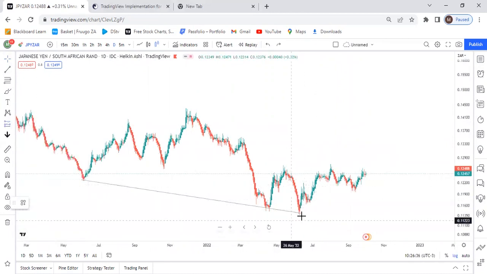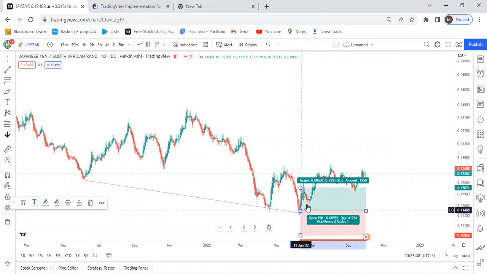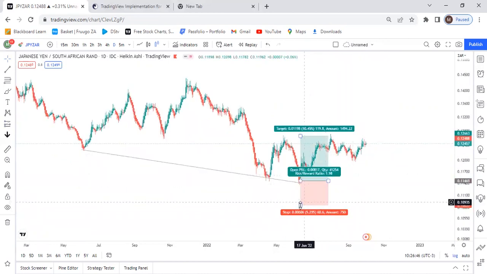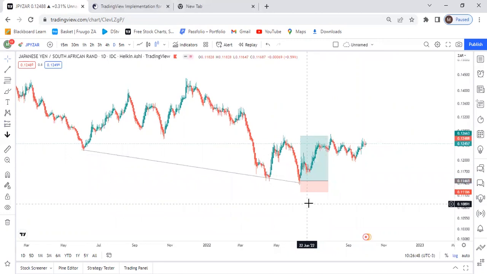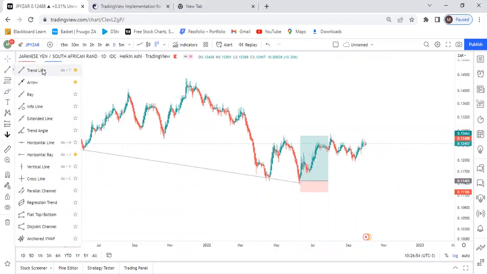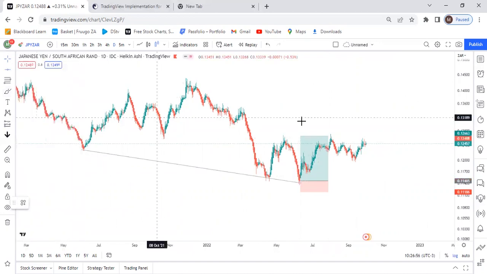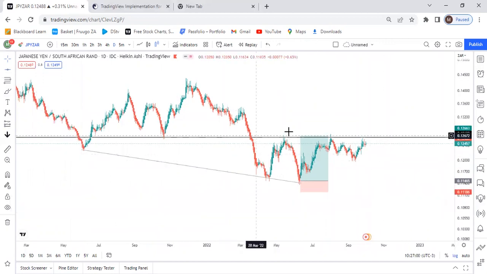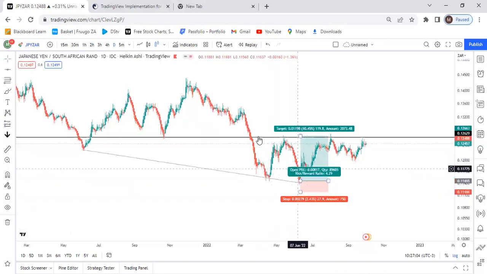Usually, if you're these traders who don't wait for confirmation, you could have bought here. That's where you could have bought, to the previous high, because remember, you need to make your take profits and stop losses with these highs and lows.